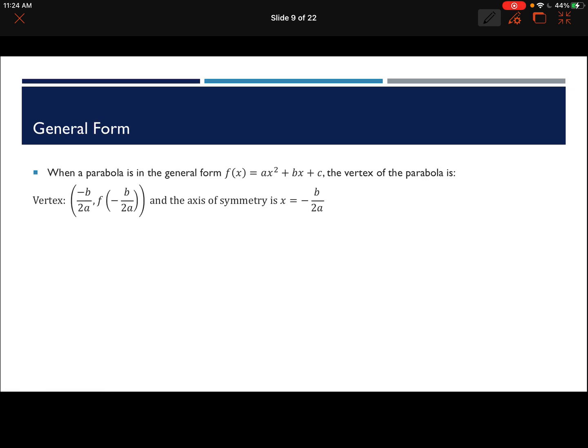The next form we have is the general form of a quadratic function, which is ax squared plus bx plus c. The x coordinate for the vertex is negative b divided by 2a. And whatever that value is, to get the y value, you substitute that in and evaluate it. So this is your x coordinate, and that is your y coordinate. The axis of symmetry is x equals negative b divided by 2a. So we're going to do a couple of examples with that.